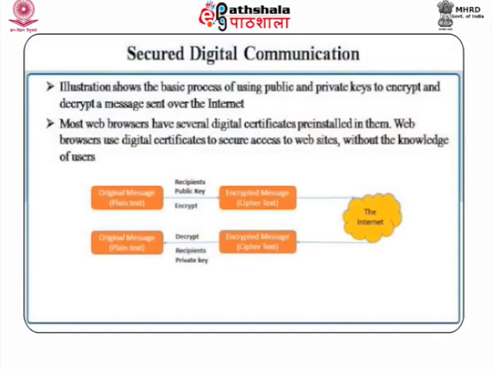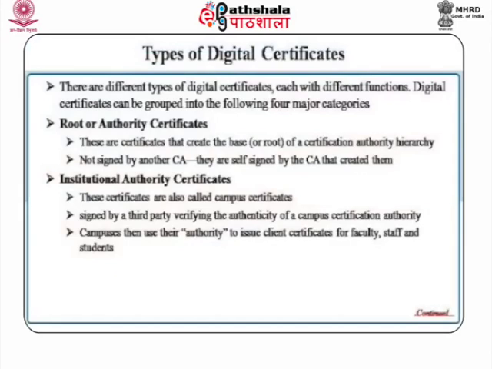Most web browsers have several digital certificates pre-installed in them. Web browsers use digital certificates to secure access to websites without the knowledge of the users. There are different types of digital certificates, each with different functions. Digital certificates can be grouped into the following four major categories. First, root or authority certificates. These are the certificates that create the base of a certification authority hierarchy. These are not signed by another CA. They are self-signed by the CA that created them.